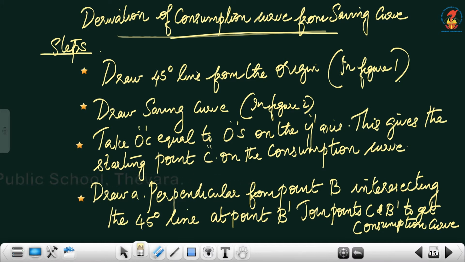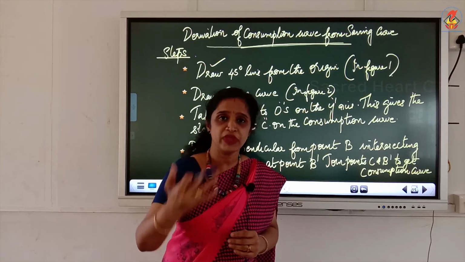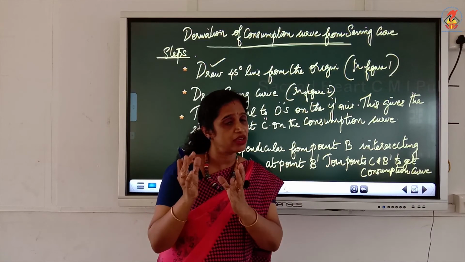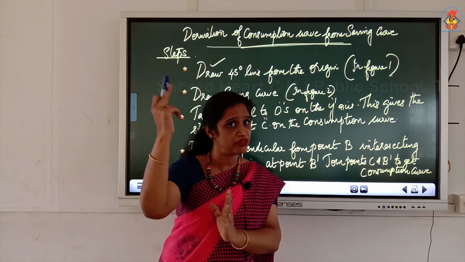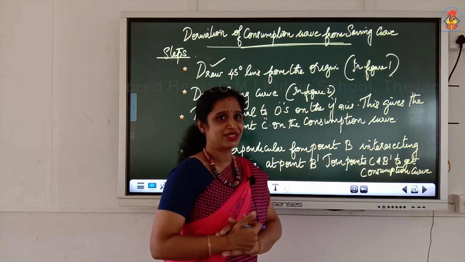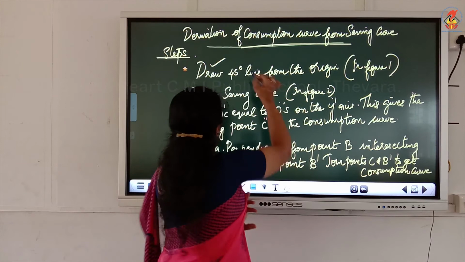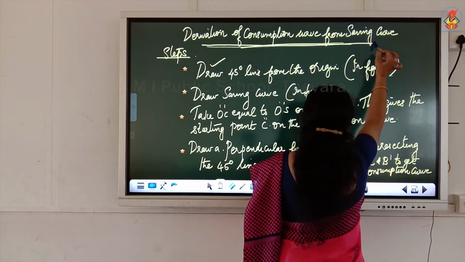Now we will see the steps one by one. Draw a 45-degree line from the origin. That is the first one. So what are we trying to do here? We are trying to derive consumption curve from the saving curve. So the saving curve has to be drawn first, and from the saving curve we are going to derive the consumption curve.